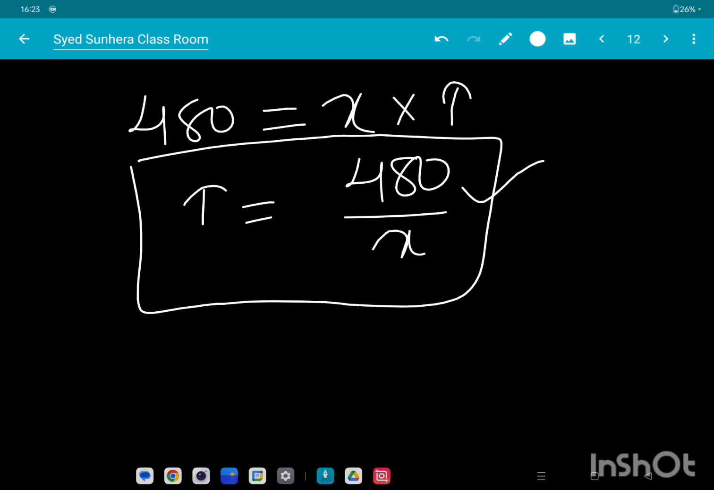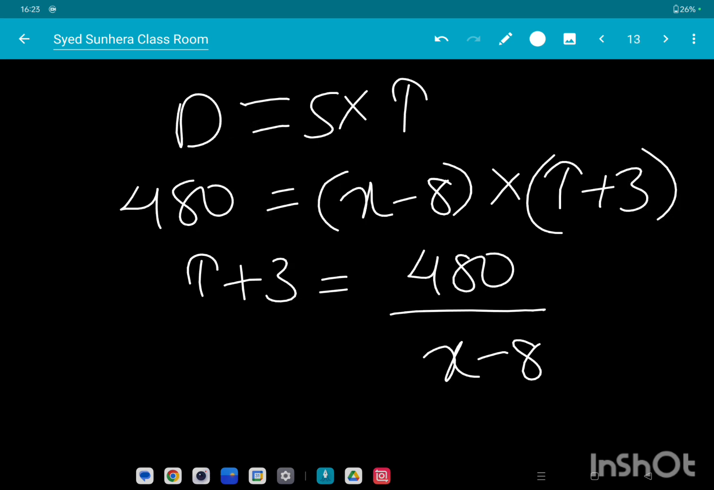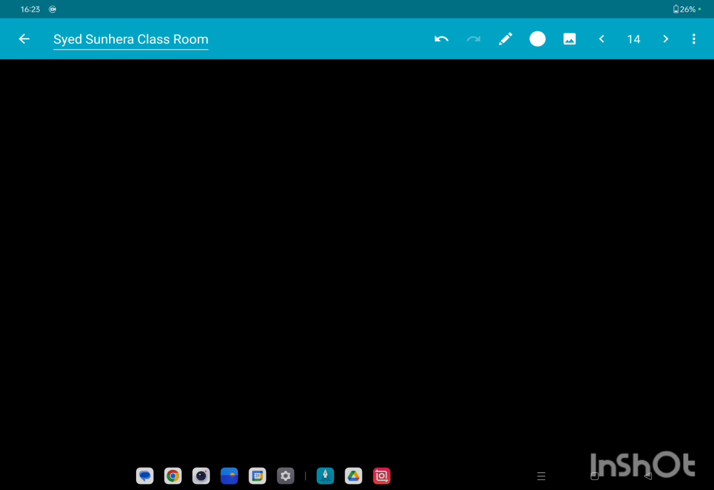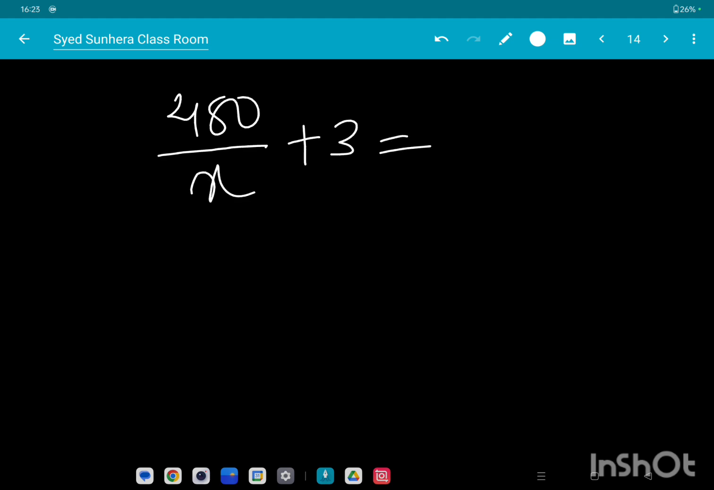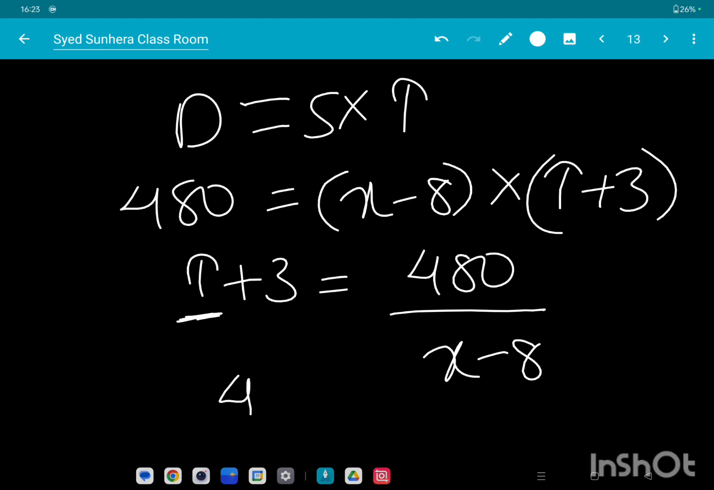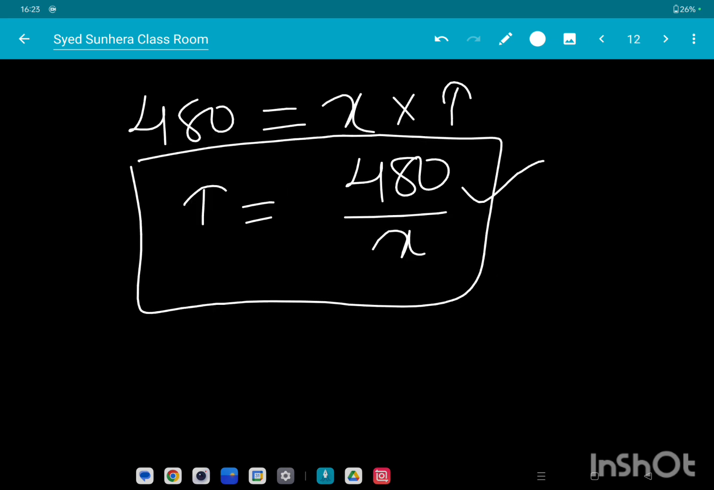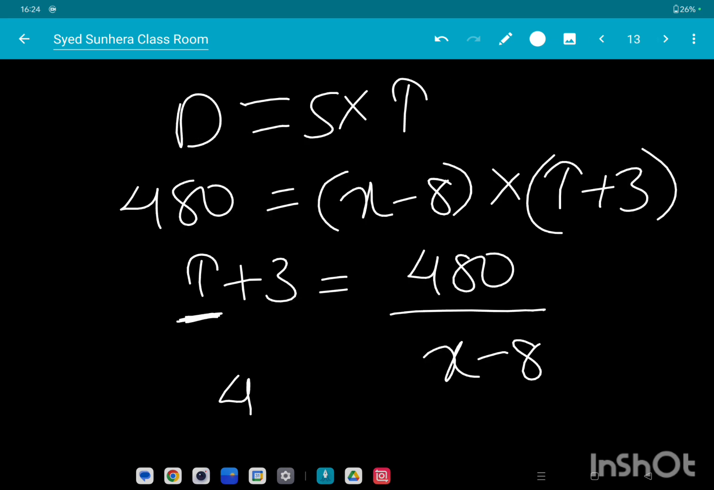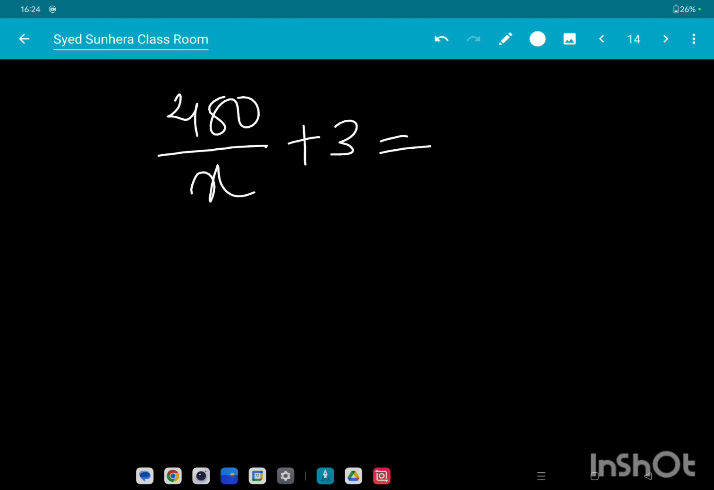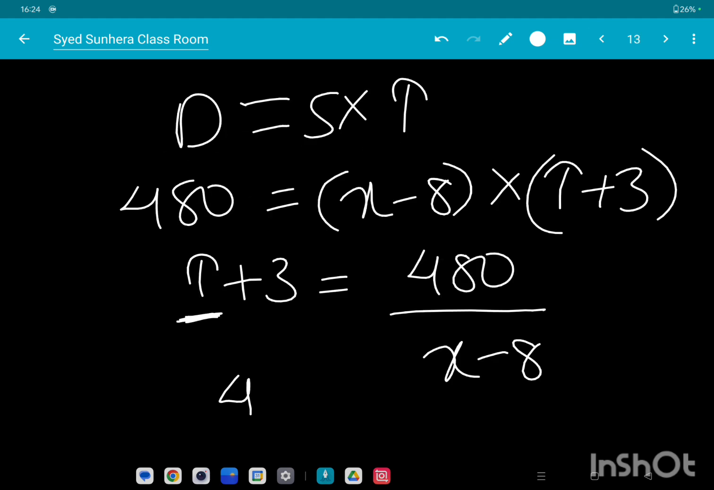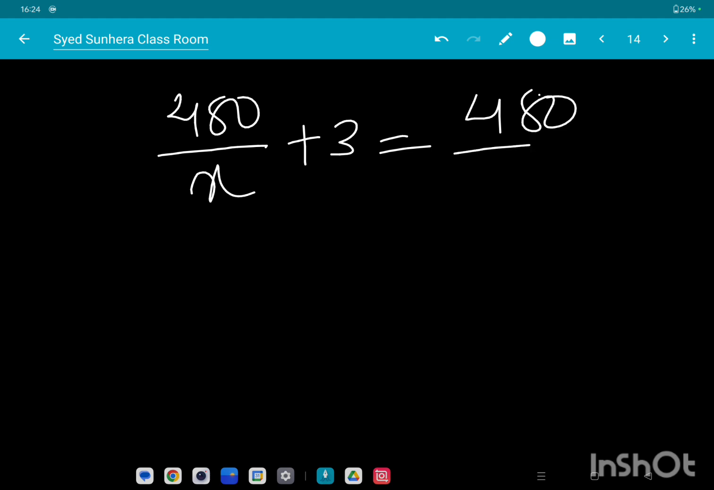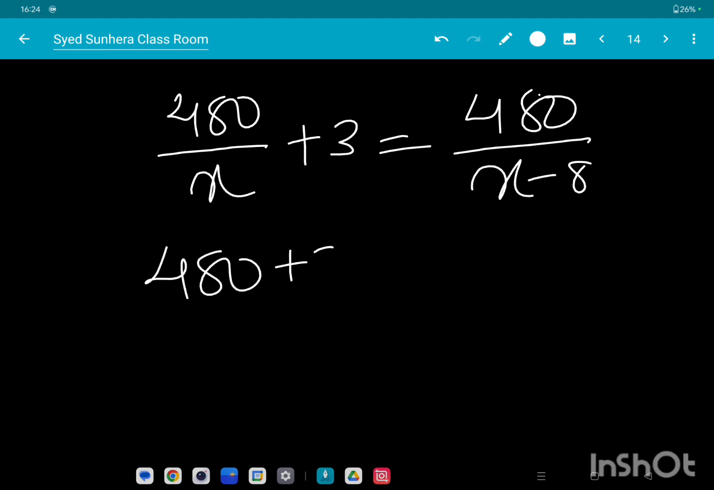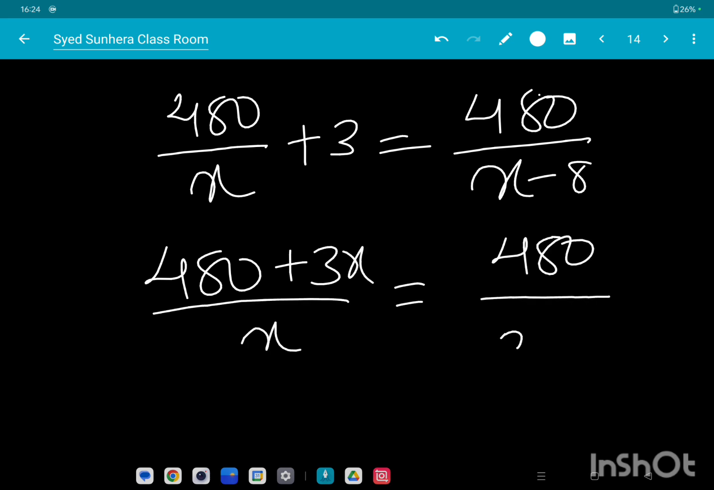And we already know what the t value is. Original value is 480 divided by x. I will write it here: t plus 3 is equal to, here we are substituting the t value. What is the t value? 480 divided by x. After substituting, I'll get 480 divided by x plus 3 is equal to 480 divided by x minus 8. Now take the LCM: (480 plus 3x) divided by x is equal to 480 divided by x minus 8.